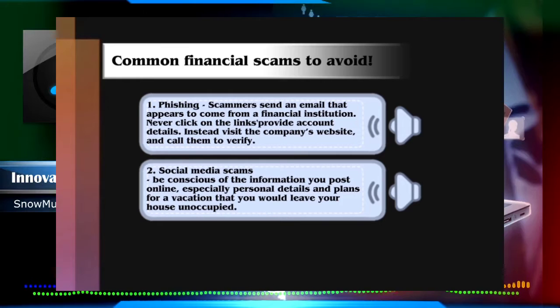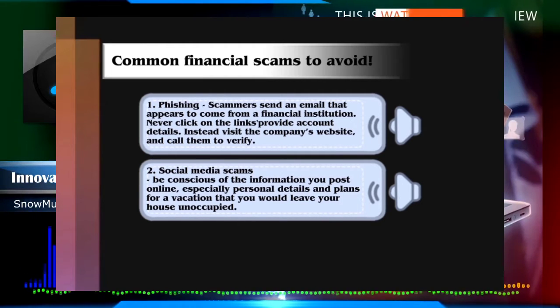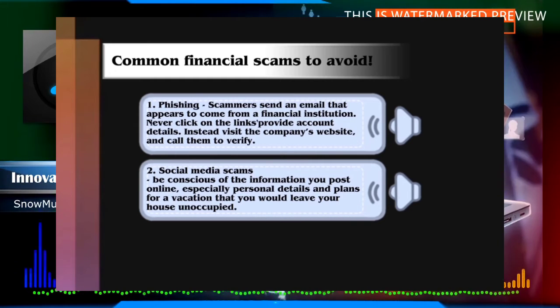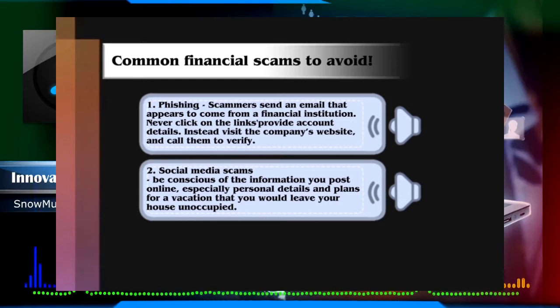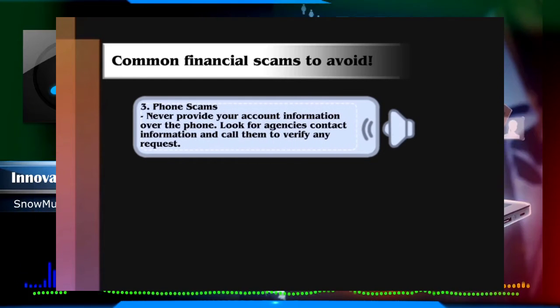Second, social media scams. Scammers are adept at using social media to gather information about the traveling habits of potential victims. They also use phishing tactics, including posts seeking charity donations with bogus links that allow them to keep your money. Therefore, be conscious of the information you post online, especially personal details and plans for a vacation that would leave your house unoccupied. The third one is phone scams.